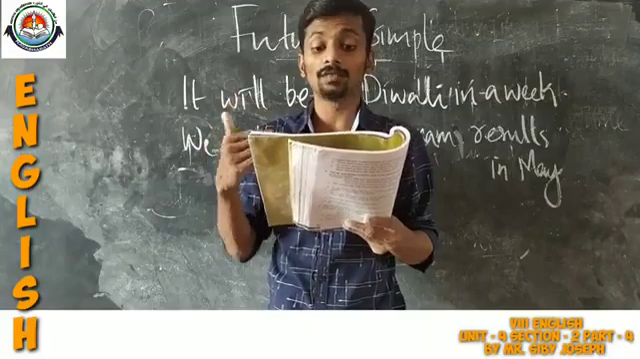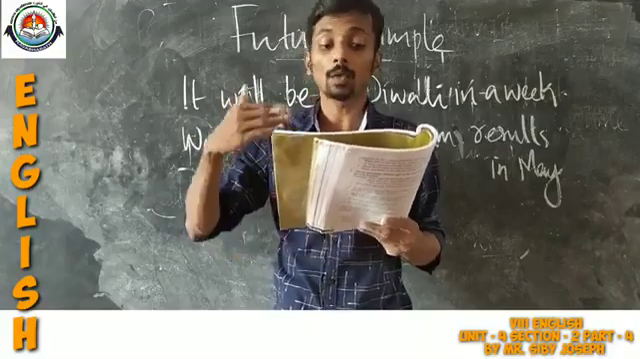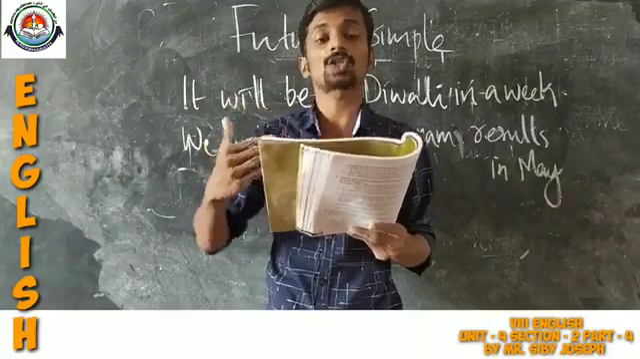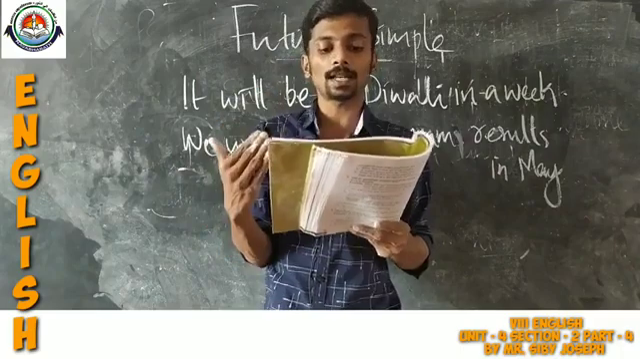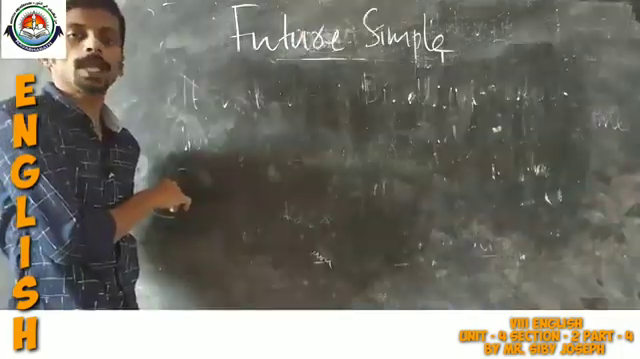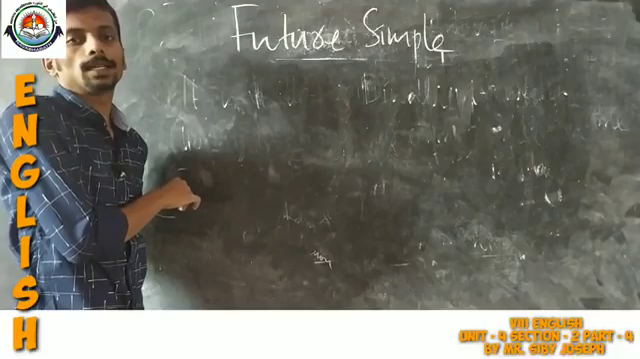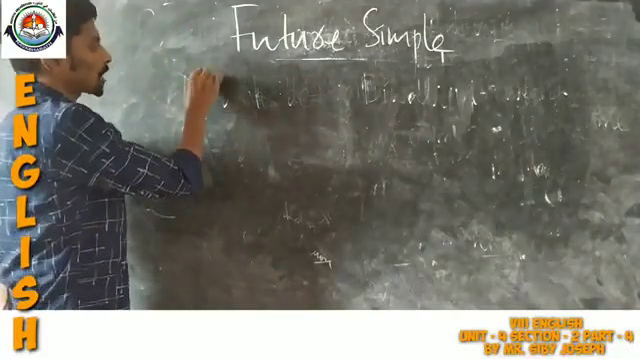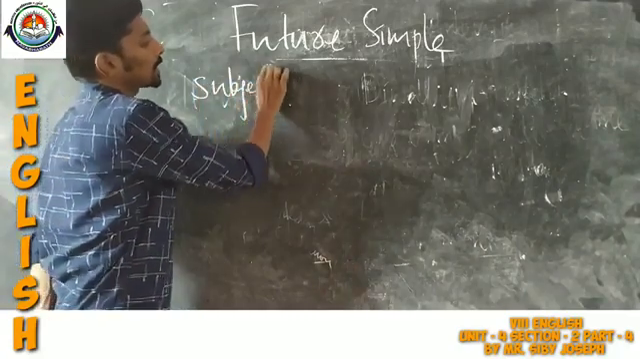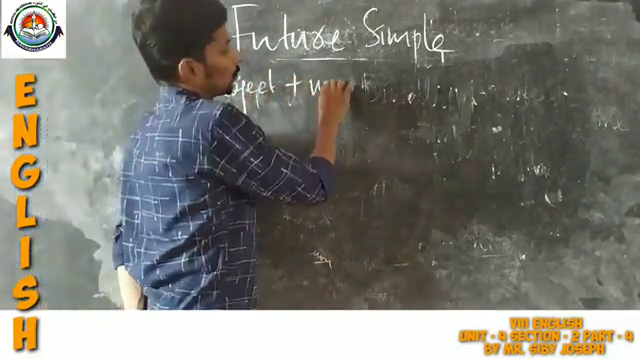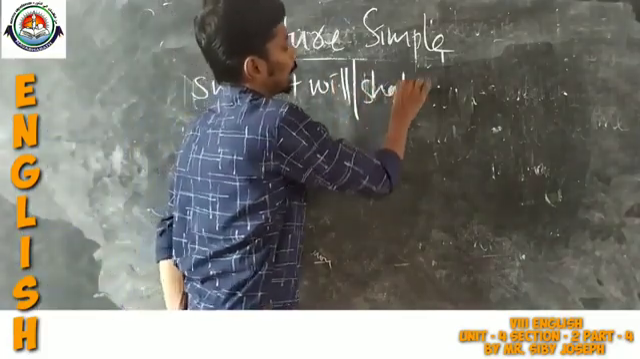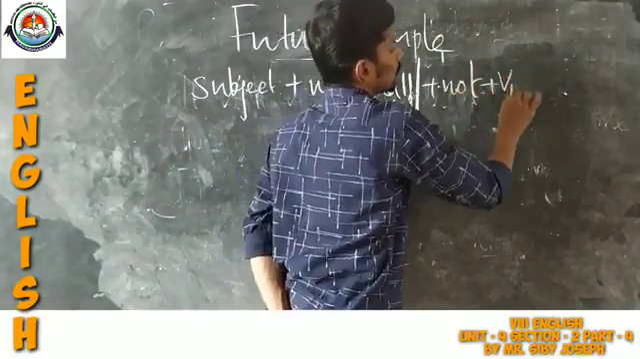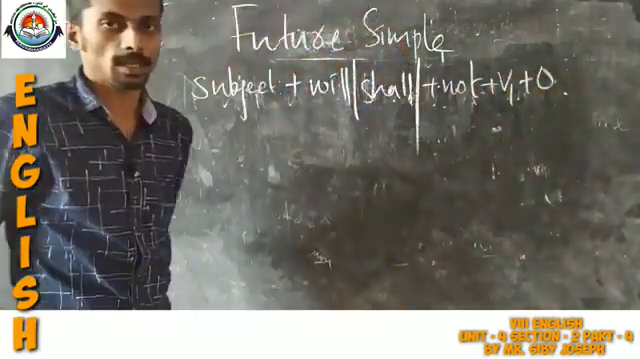The negative of will is won't or will not. Example, I won't tell anyone what you said. The negative of shall is shan't or shall not. Example, I shan't be at home tomorrow. We can simply construct negative sentences in future simple with the help of this structure: subject plus will or shall plus not form plus V1 plus object.